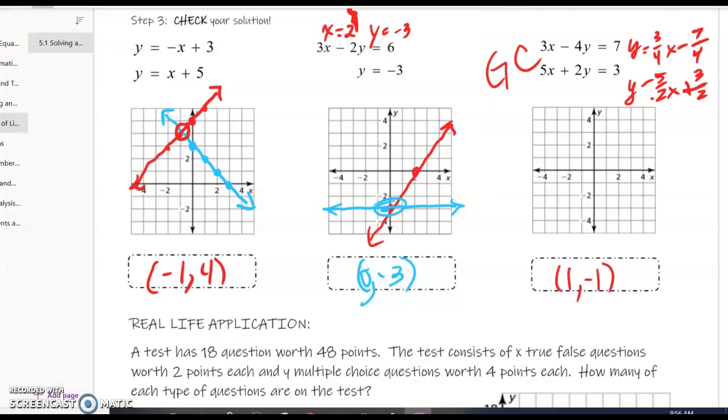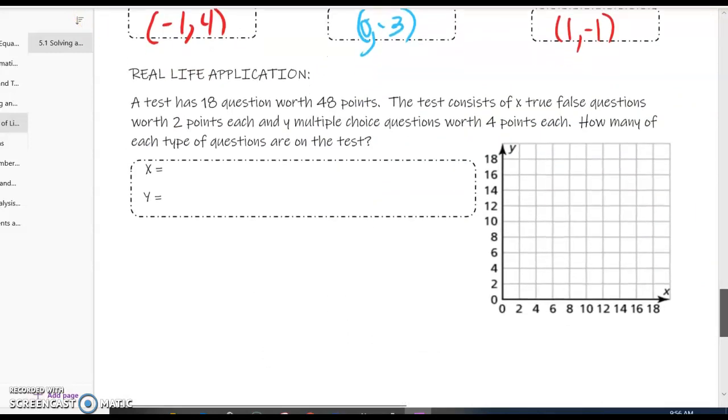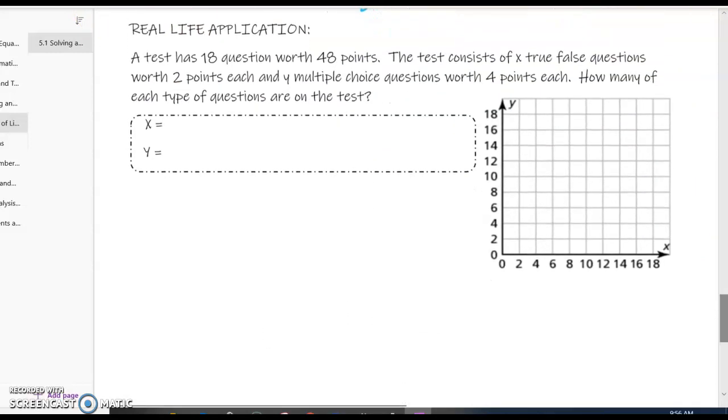Okay, so hopefully you're good with that calculator instruction. We'll review that when I return. And let's go ahead and look at the real life application problem. So please read through this. The test has 18 questions worth 48 points. It consists of some true-false questions that are 2 points each and some multiple choice questions that are 4 points each. So the first thing we're going to do is clarify our variables.